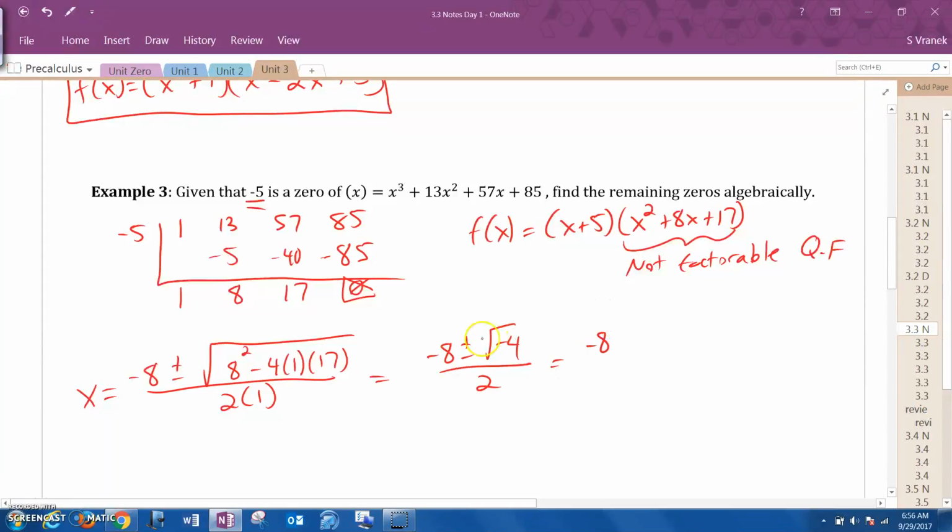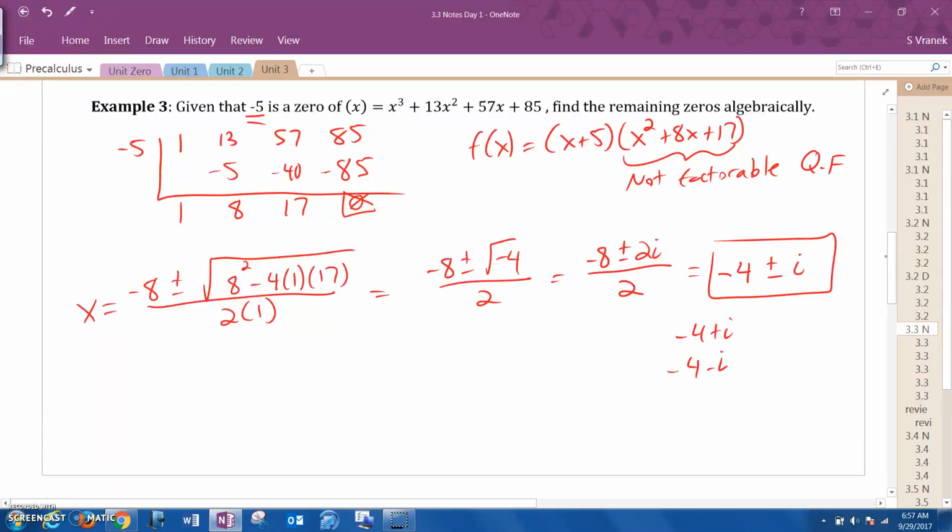So we get -8 plus or minus, and then root -4 is 2i, if you remember from algebra 2, over 2. Now you can divide everything by 2, and your final answer is that the remaining zeros are -4 plus or minus i. And again, those are two zeros because you get -4 plus i and -4 minus i. I just put it as one big thing.